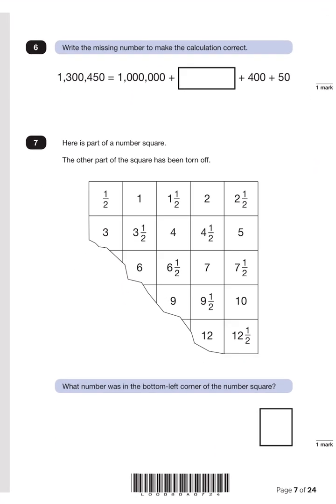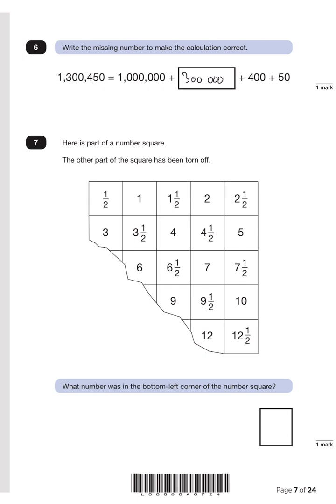Number 6. Write the missing number to make the calculation correct. 1,300,450. So we've got 1 million. We need to add 300,000. And then 450 is already written.